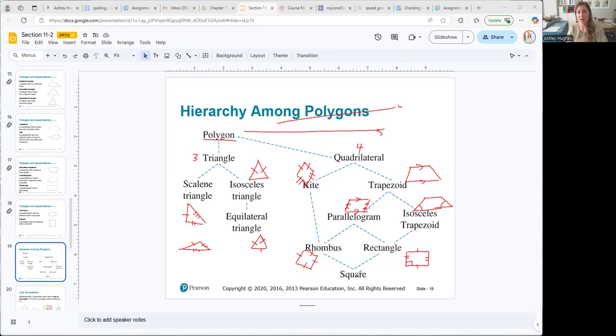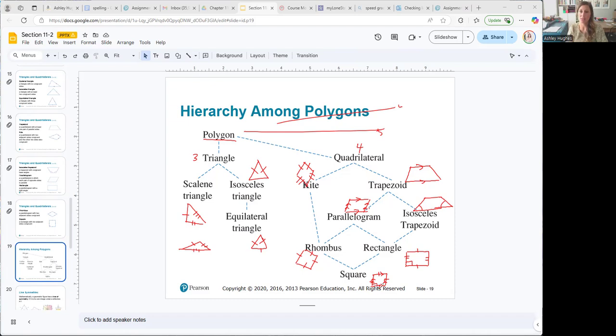And then a square is a quadrilateral, and a square is a rhombus, and a square is a rectangle, and a square is an isosceles trapezoid, and it's a parallelogram. A square is all of these things, because let's talk through why. All equal sides, all equal angles. Is it a quadrilateral? Yes. Is it a trapezoid? Yes, because at least one pair of parallel lines. Is it a parallelogram? Yes, because it actually has the two pairs of parallel lines.